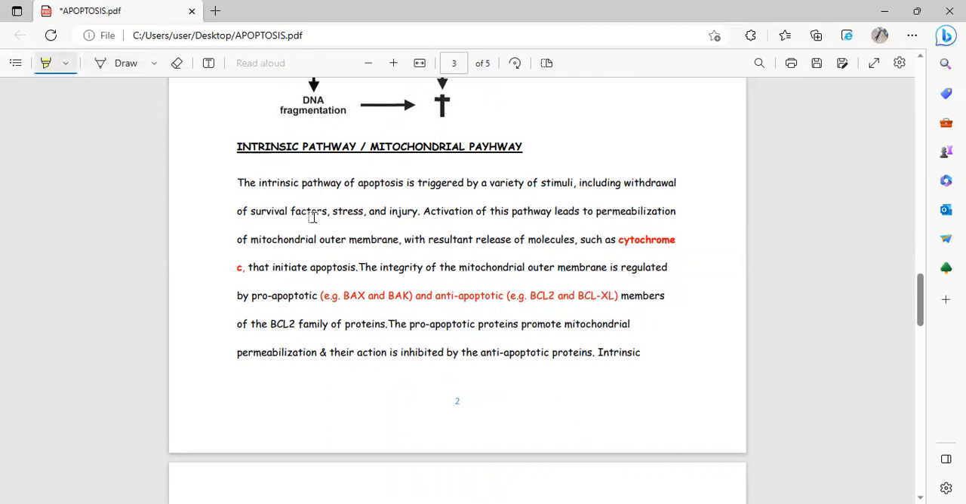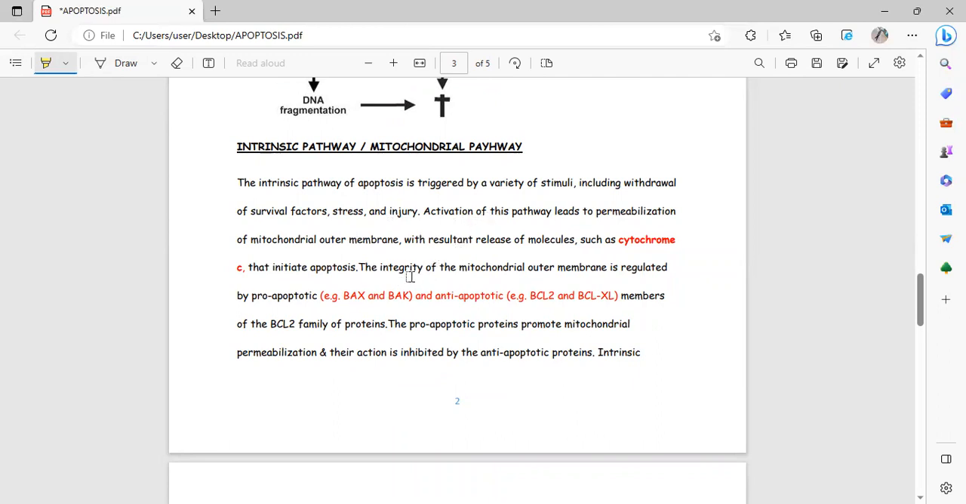Okay, for example, we can talk about stress and even injury of the cell. This pathway basically entails making the mitochondrial membrane permeable, and this will enable the extrusion of cytochrome C. I think we'll understand more about this mechanism in just a few minutes.